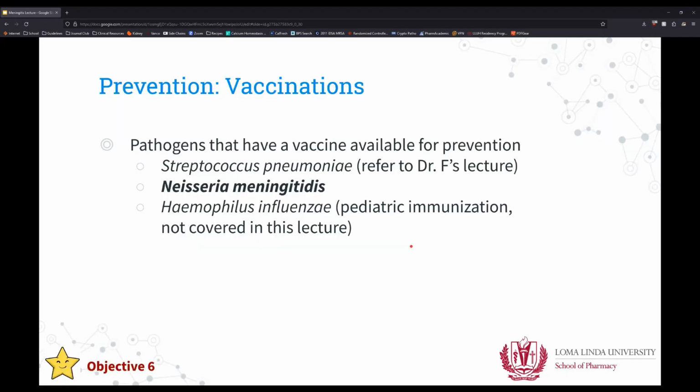Okay. And then for the prevention standpoint, preventing all this from happening, we are considering various organisms, and some of these do have vaccinations available. For Streptococcus pneumoniae specifically, please refer to Dr. S's lecture. We'll mainly be focusing on the vaccinations possible for Neisseria meningitidis. Haemophilus influenzae does have a vaccination, but that is done during your pediatric years and will not be covered in this lecture.